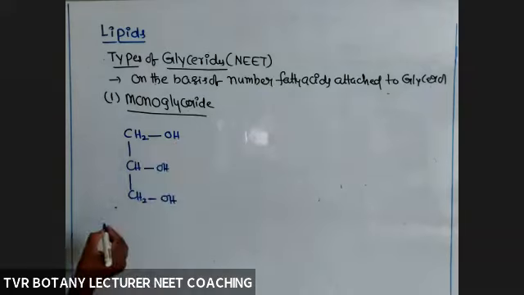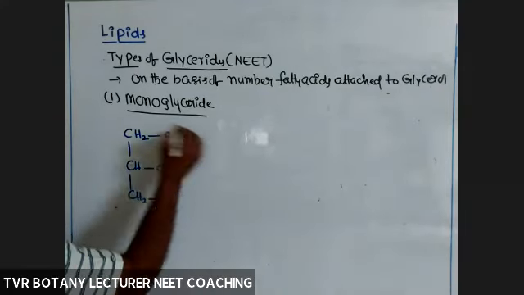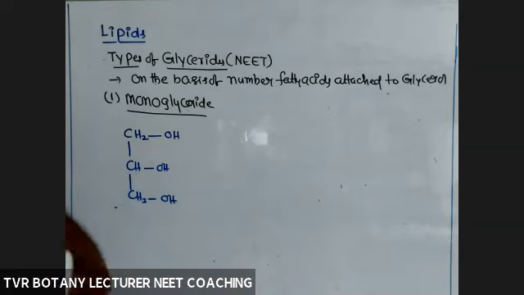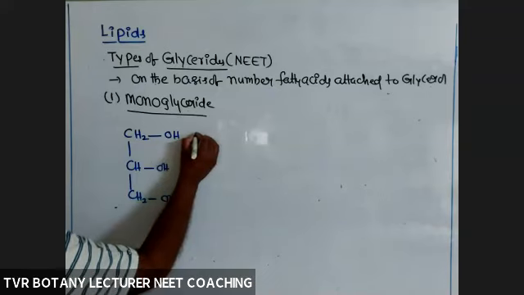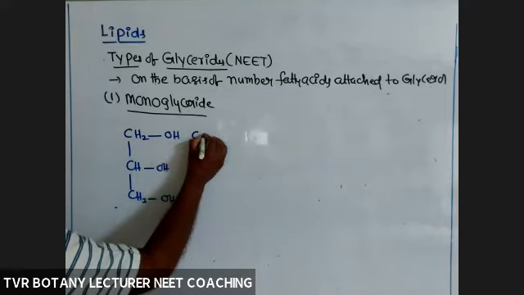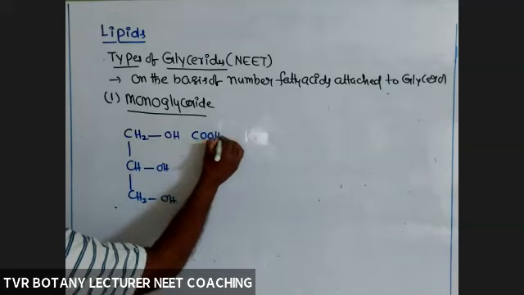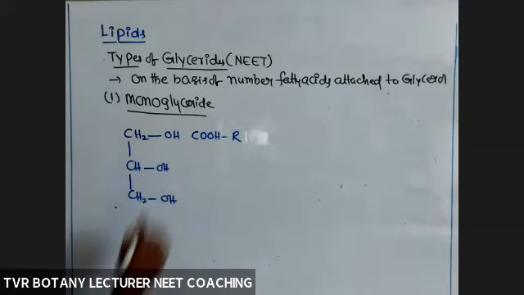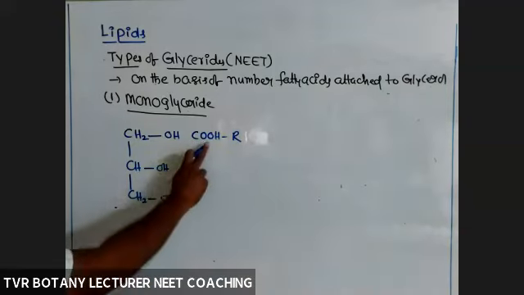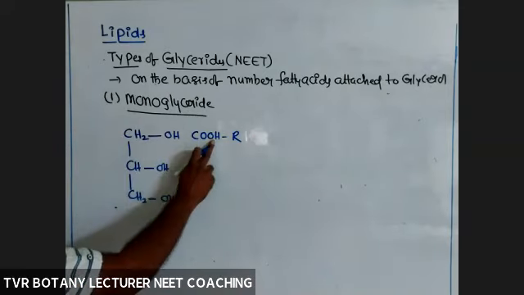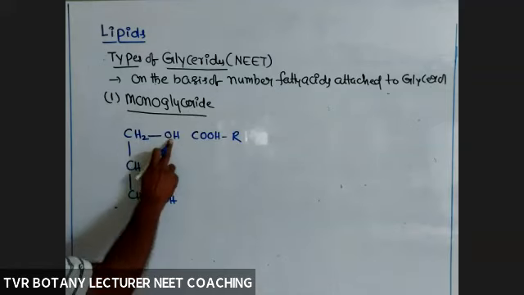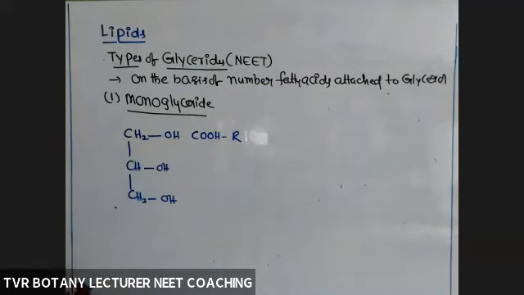A COOH R group. Okay, take that one here, right? So that is having a COOH R group. Okay, is it clear? Now, OH and H are removed in the form of an H2O molecule.